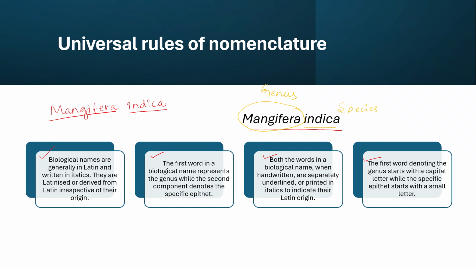Fourth one, the first word denoting the genus starts with a capital letter, while the specific epithet starts with a small letter. As you see here, Mangifera is a genus name and its first letter should always be a capital letter. And for the specific epithet or species, the word always starts with a small letter. So these are the universal rules of nomenclature.